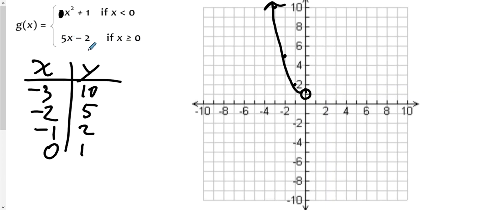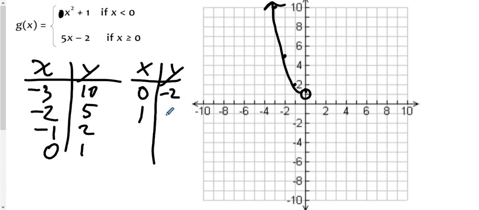So for 5x minus 2, and I've been doing this with the slope, but you can also do this by making a table. So when x is 0, 5 times 0 is 0, minus 2 is -2. When x is 1, 5 times 1 is 5, minus 2 is 3. When x is 2, that's 10 minus 2, which is 8. So you can quickly grab a couple of points that way if you like.